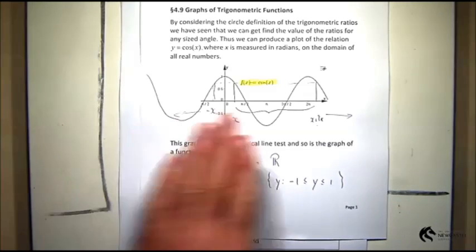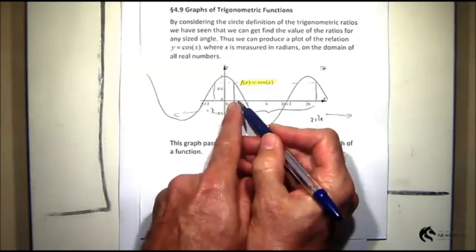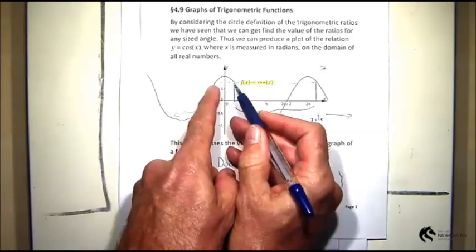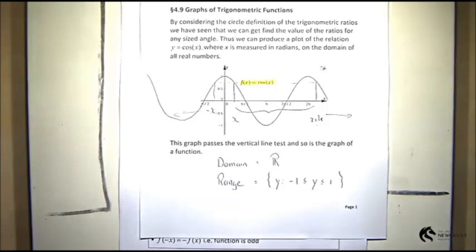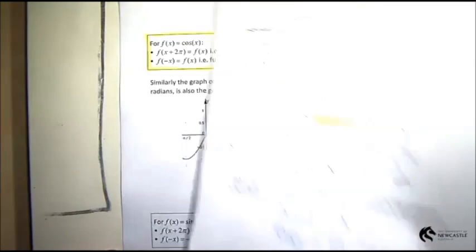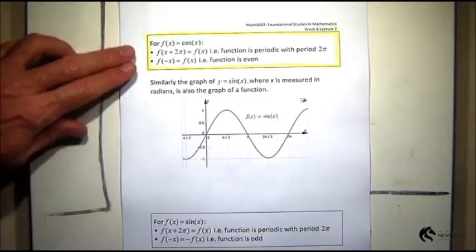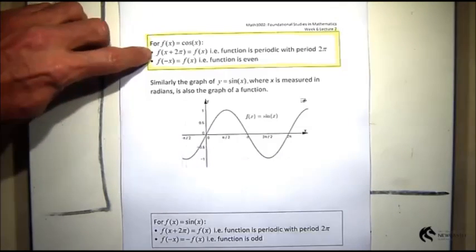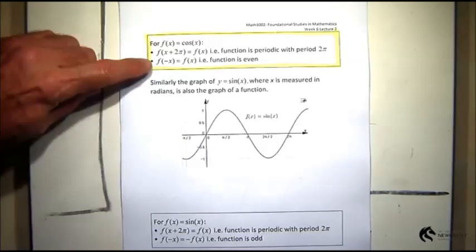Because it's symmetric, if I go that far on that side or that far on that side, I'll end up with the same function value. So they are two important properties of the cosine function. The function is periodic with period 2 pi, and the function is even.